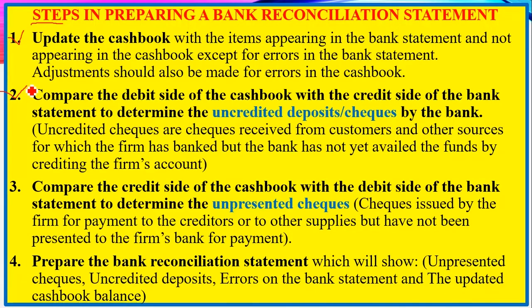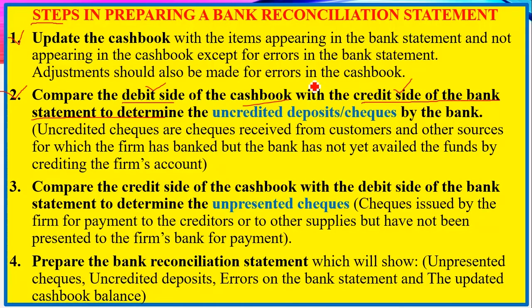Step number 2, compare the debit side of the cash book and the credit side of the bank statement. Why do we compare that? The debit side of the cash book records money that is received or deposited to the bank. When you take money to the bank, when you receive money from your customers, you debit your cash book. You take it to the bank, it is going to credit the bank statement.